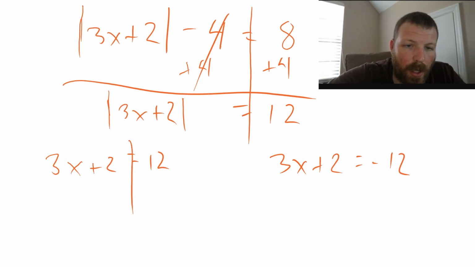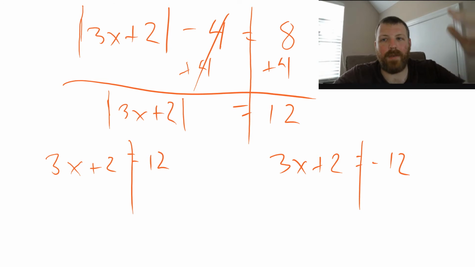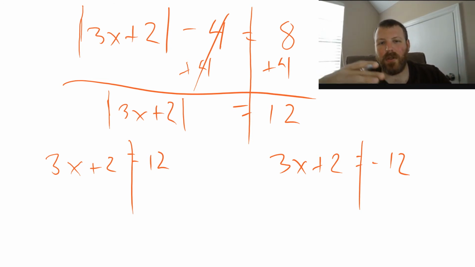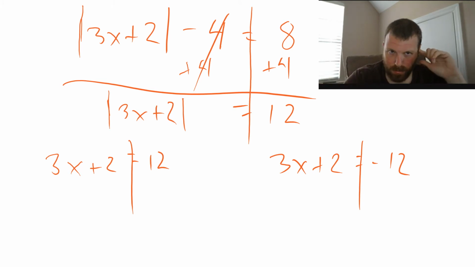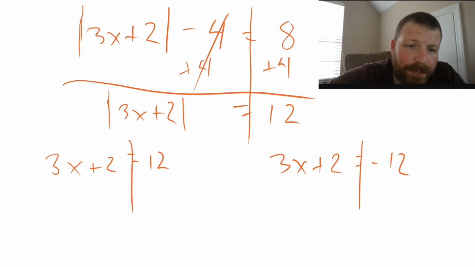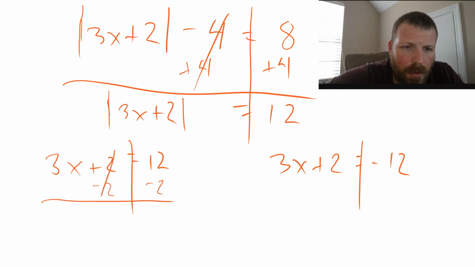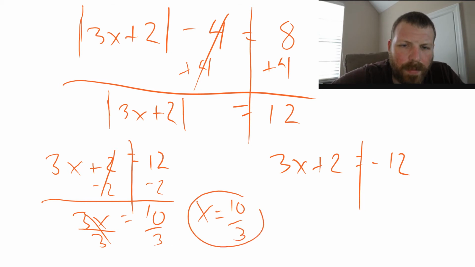So we, again, draw our lines. And so we have this three-equation thing that we have to solve here. And we have to do this every time because we have to account for the negative part. So we will subtract 2. We will get 3x equals 10. We'll divide by 3. And x is going to equal 10 over 3, which is about 3 1/3.